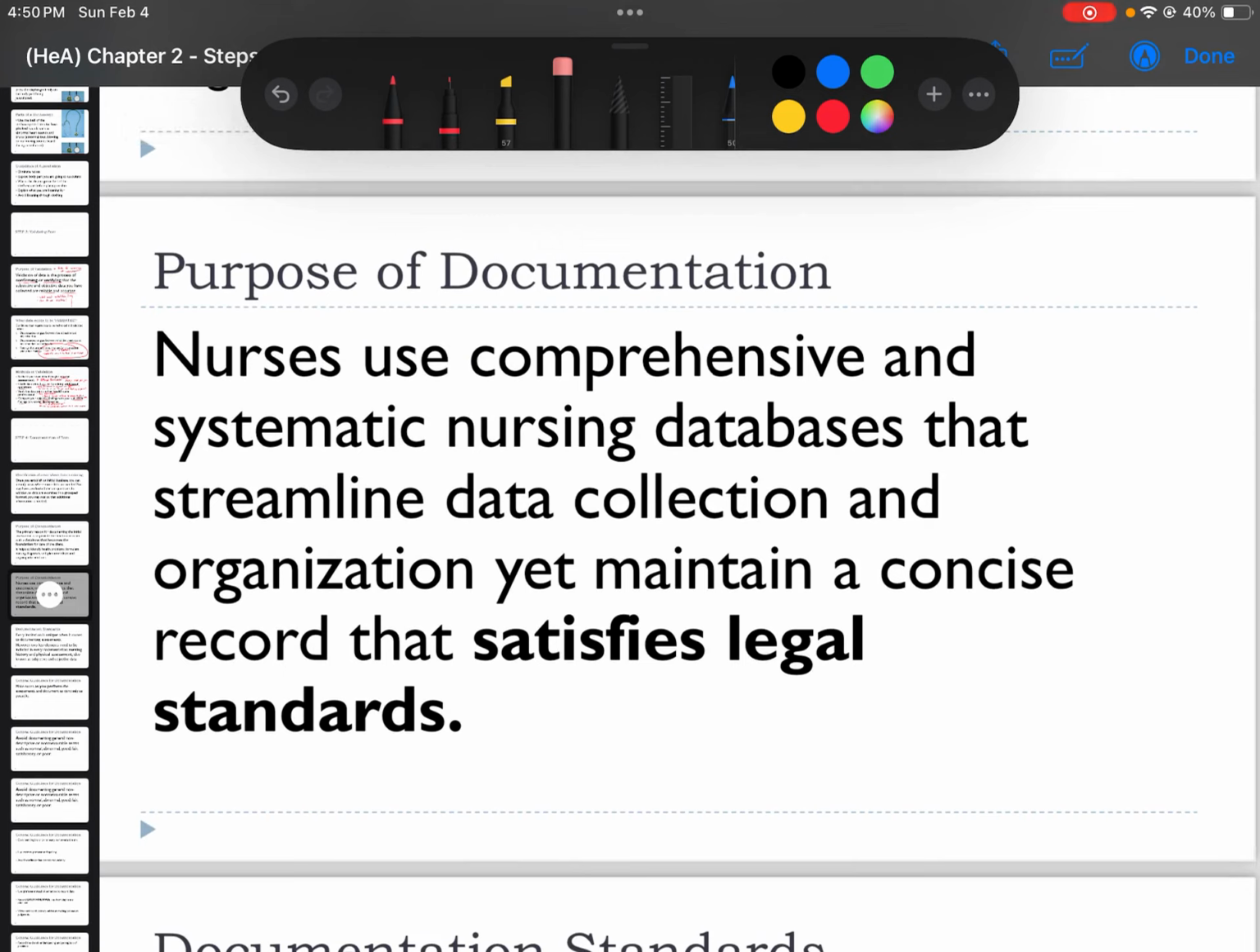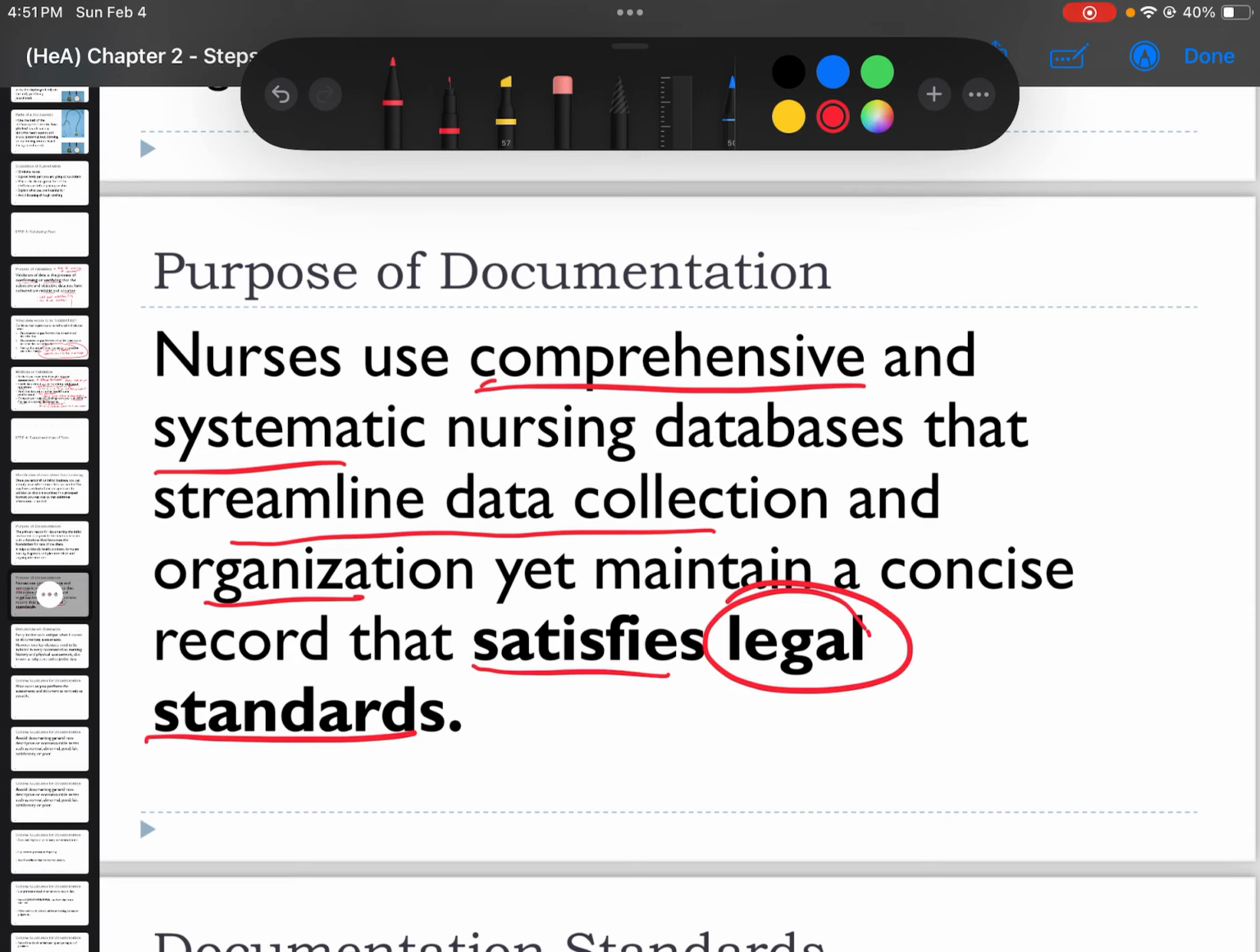Another purpose of documentation is that nurses use comprehensive and systematic nursing databases that streamline data collection and organization, yet maintain a legal and concise record that satisfies legal standards. I've already said this before. The chart, or our documentation, no, is a legal document. They are a legal document. That's why I've said before, and I will continue to reiterate, no, you are not allowed to make any mistakes in the chart, because that may be viewed in court as tampering. Right? You're not allowed to make any mistakes, no?